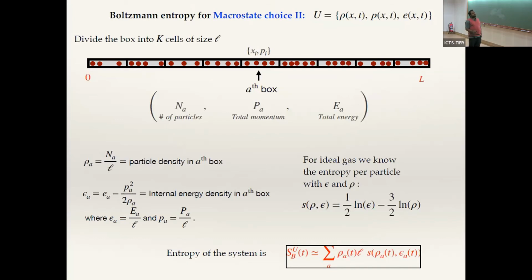The second choice is here we divide the space, not the phase space, the physical space, into some cells of size l, and consider the number of particles in the cells, total momentum, and the energy. These are like the macroscopic variables that you consider usually in hydrodynamic descriptions. So this is the particle density, and this is the internal energy density in this box. And given these densities, particle density and internal energy density, you can count the number of microstates that are consistent with this value of internal energy density and particle density, which is the usual calculation that you do. And then you can add all the contributions for all the boxes, and that gives you the entropy of the full system.